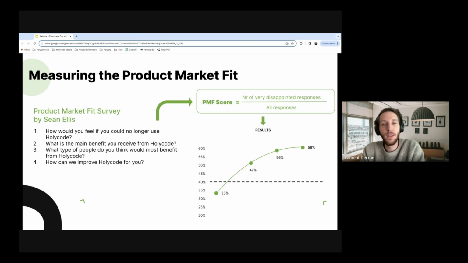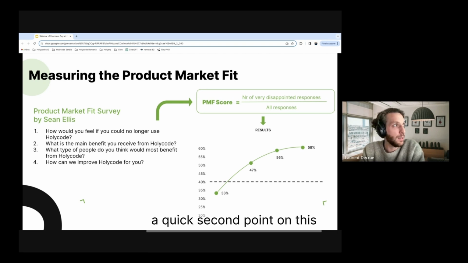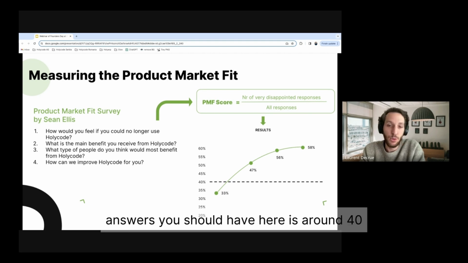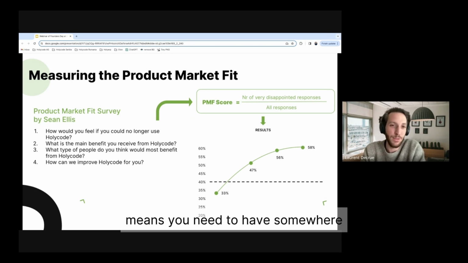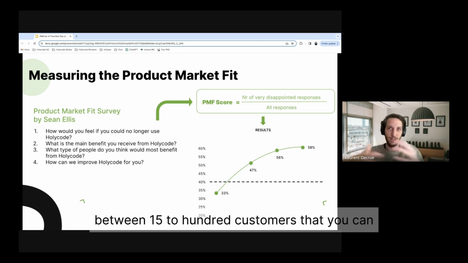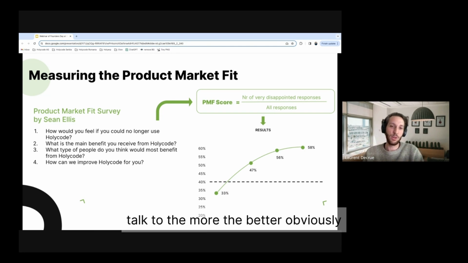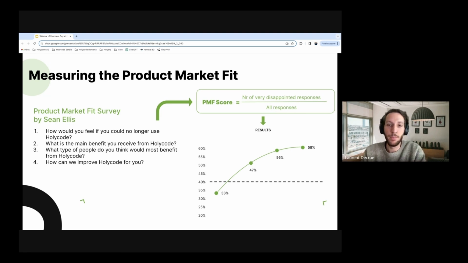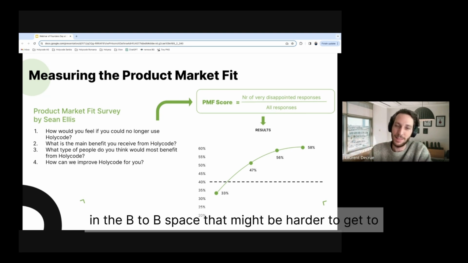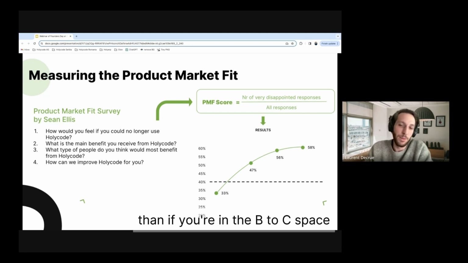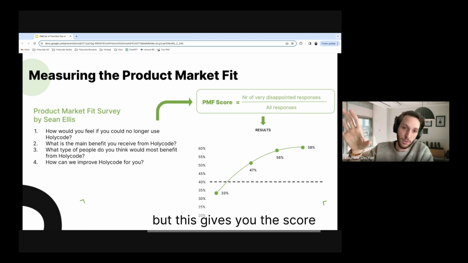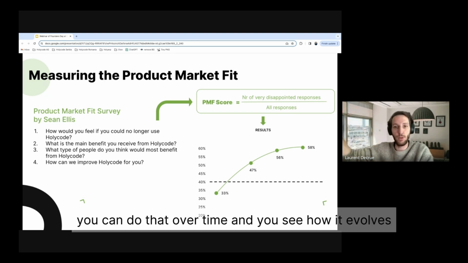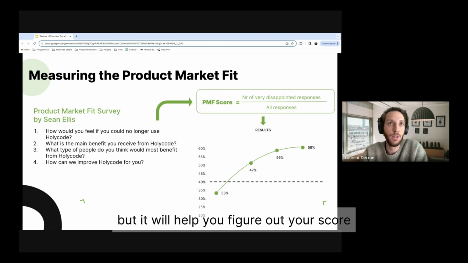A quick second point on this, the minimum number of answers you should have here is around 40. So that probably means you need to have somewhere between 50 and 100 customers that you can talk to. The more, the better, obviously. But that's especially in the B2B space that might be harder to get to than if you're in the B2C space, where that's relatively easy sometimes to get to. But this gives you the score. You can do that over time and you see how it evolves.